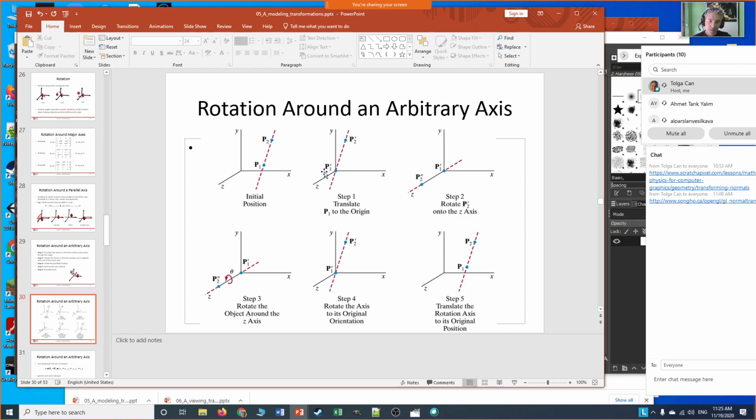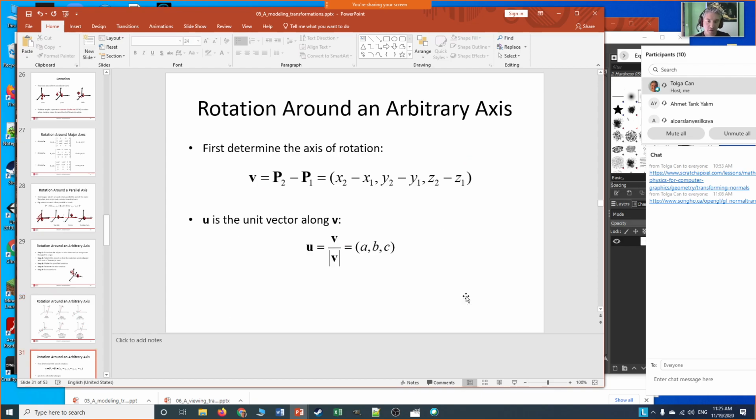So we first move it here. This is step 1. In step 2, which requires 2 rotations, we align it with the z-axis. Then we perform the actual rotation that we want to perform, and then we undo the rotation in step 2, and we undo the translation in step 1. And the mathematics of it is like this.